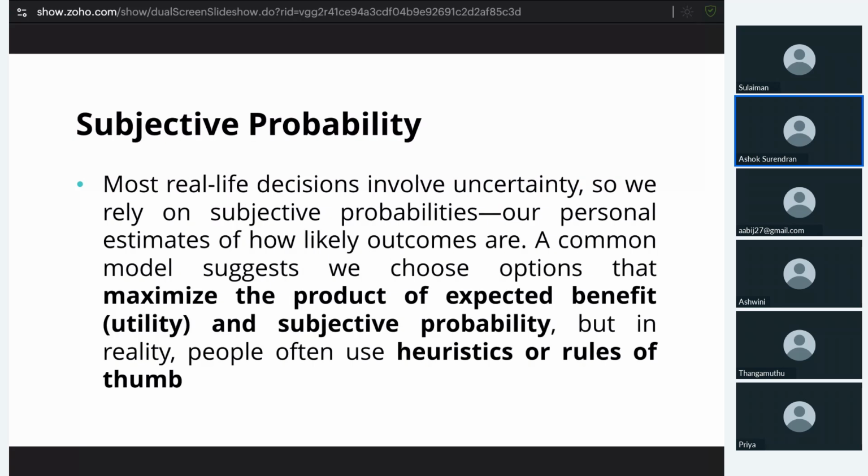And second one is subjective probability, where most real life decisions involve uncertainty, and you may not know what will happen in the future based on your decisions. So those aspects we call subjective probabilities, where you believe that if you take this decision, something will happen in some way, and then you make the decision.